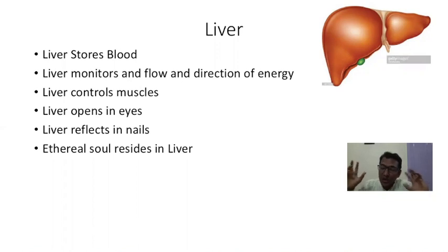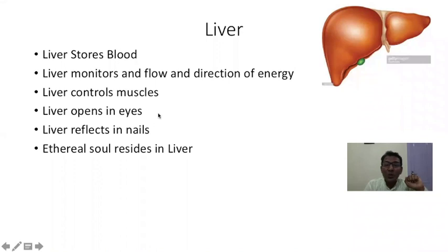And how does it supply the blood to the muscles? Because it stores the blood, that is why it is able to supply the blood to the muscles. So if there is any problem in the muscles, where should our first attention go? The attention should go to the liver, since the liver is responsible for the muscles, tendons, etc.